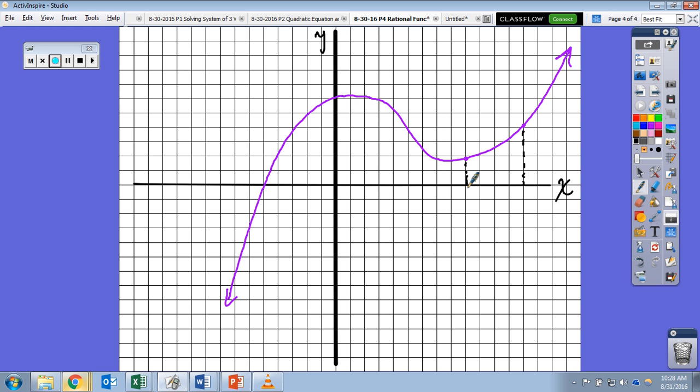Let's call this point X. And so any value, I just happen to pick this particular point. So X. And then we're going to call this point here, or I should say the X coordinate of it, X plus H.